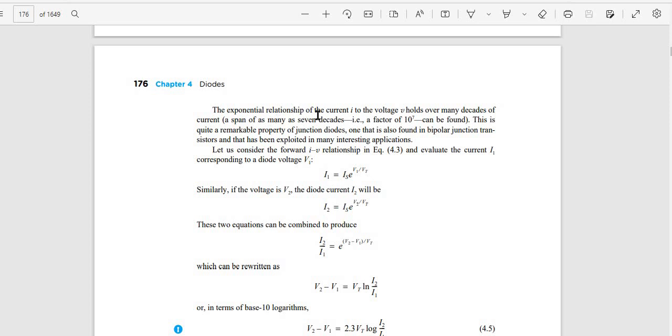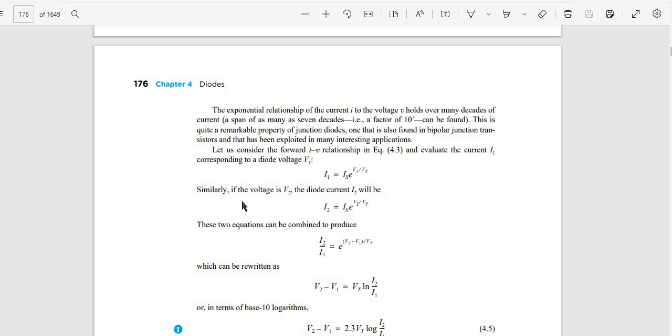The exponential relationship of the current I to the voltage V holds over many decades of current, a span of as many as 7 decades. A factor of 10 to the power 7 can be found. This is quite a remarkable property of junction diodes, one that is also found in bipolar junction transistors and that has been exploited in many interesting applications.